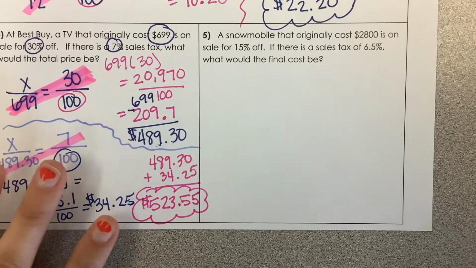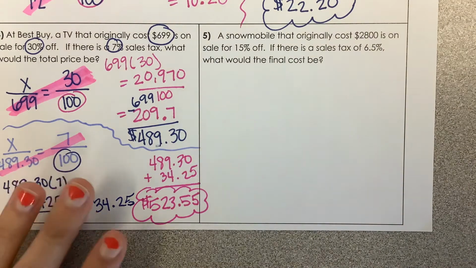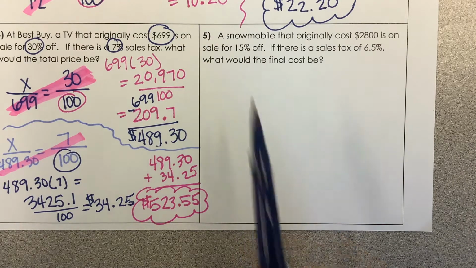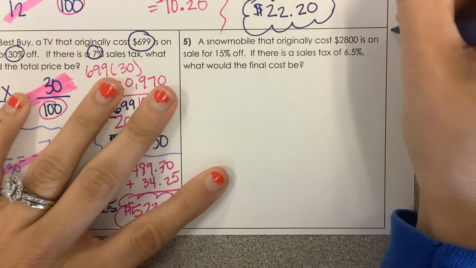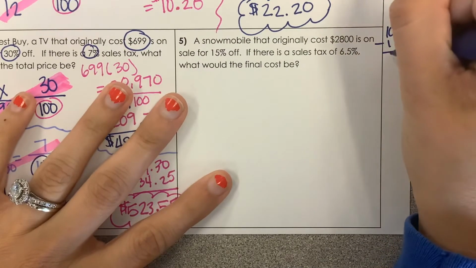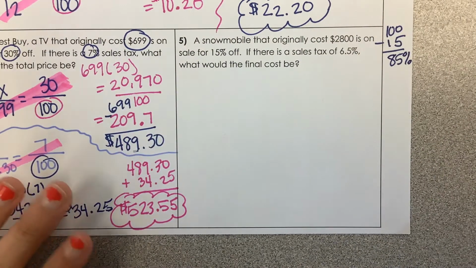All right, last one here. A snowmobile that originally cost $2,800 is on sale for 15% off. If there is a sales tax of 6.5%, what would the final cost be? So we're going to do this another way. The other option is to say, if it's 15% off, the original price would be $100. So if we're taking off 15%, that means the new price is going to be 85% of the original.